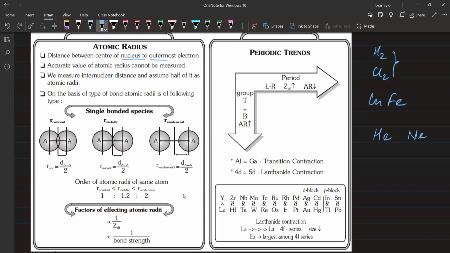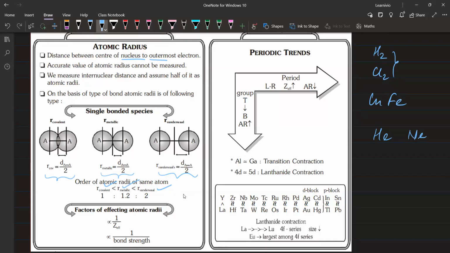So just by looking at it, you can see that the covalent radius will be the smallest, then the metallic radius, and then the van der Waals radius. You don't need to remember the exact values of how they differ. These are very generic, but you can remember that the van der Waals radius is the largest, then the metallic radius, and then the covalent radius.